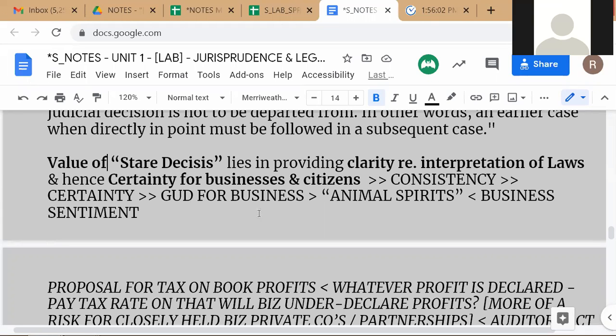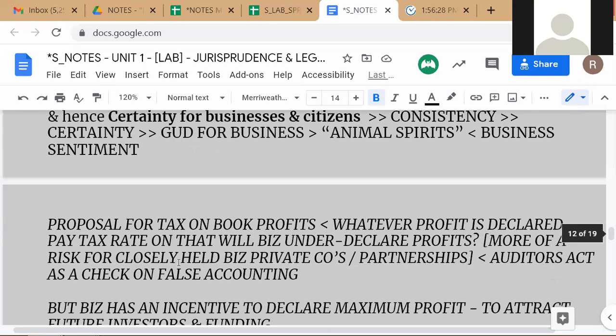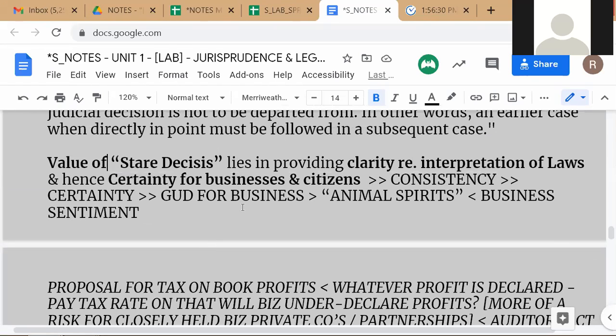So the point is that business planning requires certainty a lot. Therefore, the value of stare decisis, because you're deciding cases similarly, is that it provides certainty for businesses and citizens. You have clarity regarding the interpretation of laws. Like if there is a rule that unrealized profits will not be taxed, then again this is giving you clarity and certainty for businesses, which is actually tremendously important.